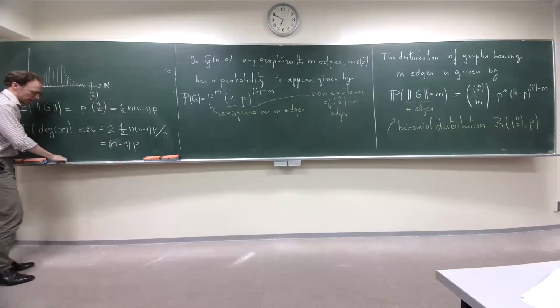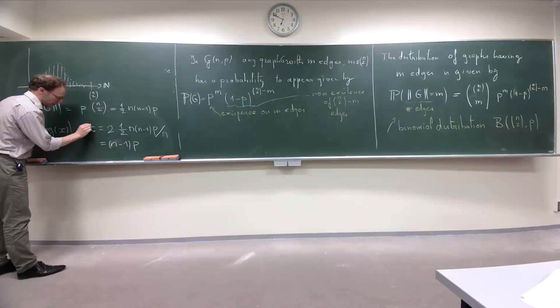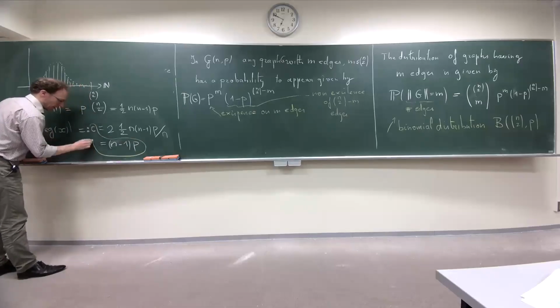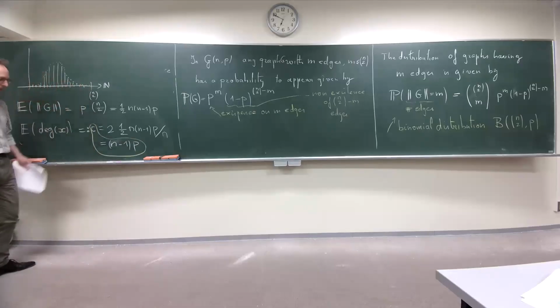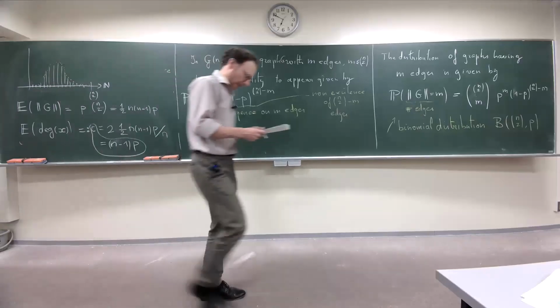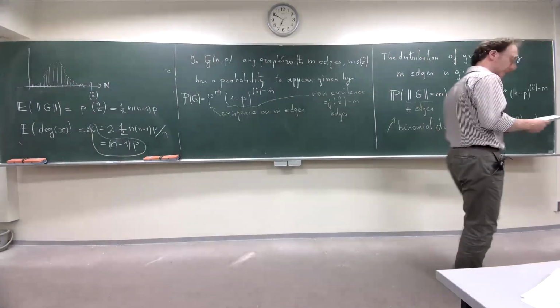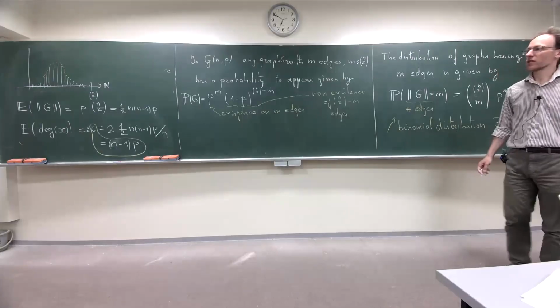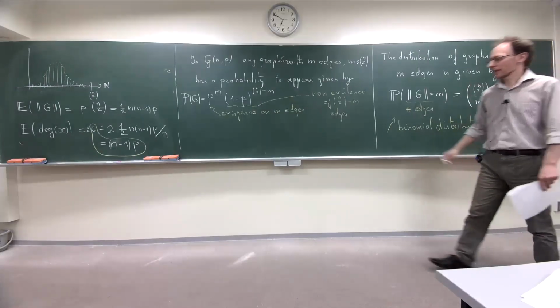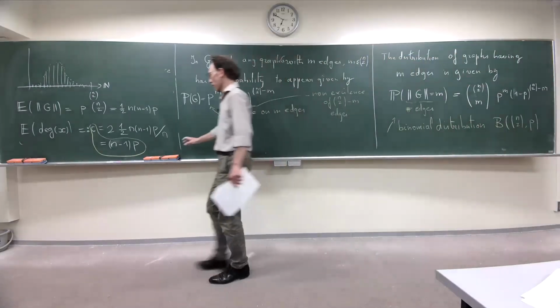And this relation will play a role: n minus 1 times p. So this is the average number of edges at each vertex, or starting at each vertex.